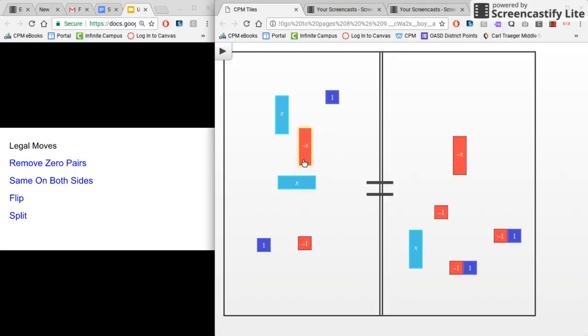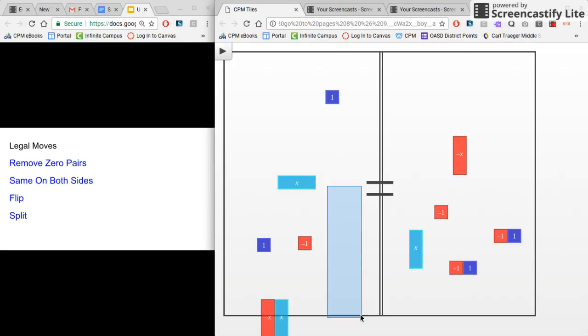For example, I see an opposite of X and an X on the same side, so together they make 0, so I can take them, highlight them, and move them off the mat. Even though I move this pair off the mat, my left side of the mat and my right side of the mat still have an equal balance. I see the same on both sides.